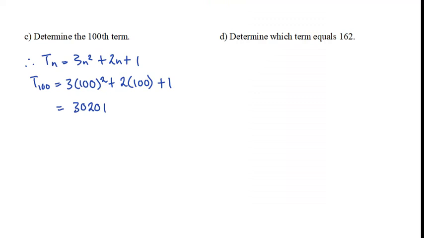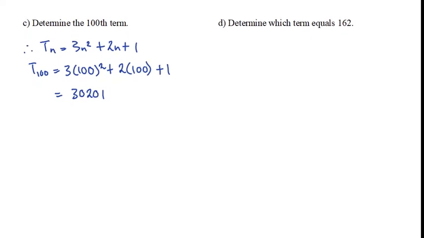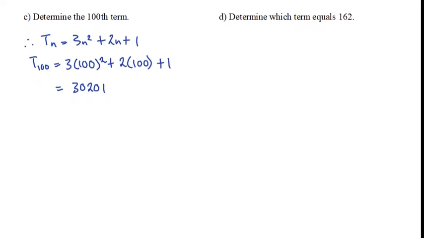Now, you always get questions like this, which you ask me: which term is equal to 162? Like, how many terms do we have to count so that we get up to 162? So what that means is that this general term that we have here, Tn is equal to 3n squared plus 2n plus 1. What value of n does it equal to 162? Okay, so let's take this 162 over.